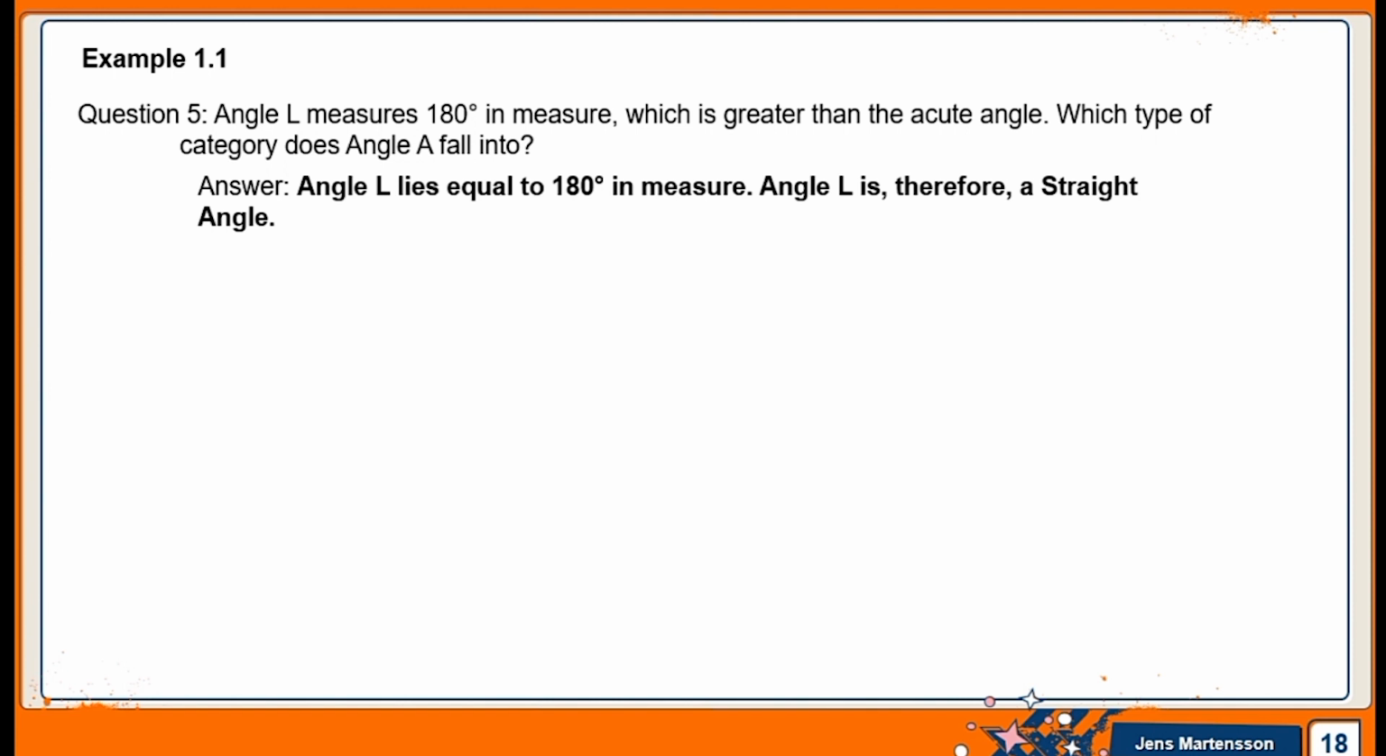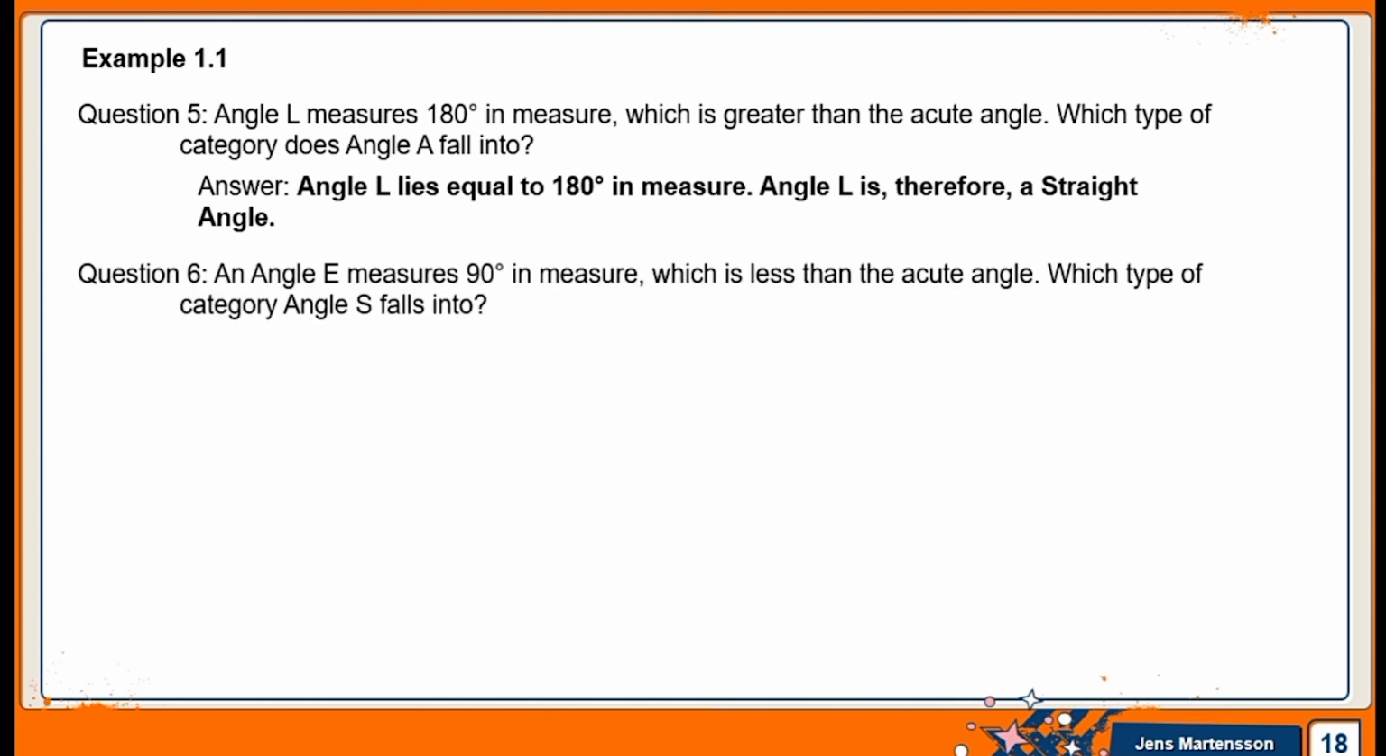If you have confusion, try to go back to the earlier definition of straight angle, because a straight angle is equal to 180 degrees. Okay, so number 6, an angle E measures 90 degrees. Okay, obviously, which is less than the acute angle. So 90 degrees, which is less than.